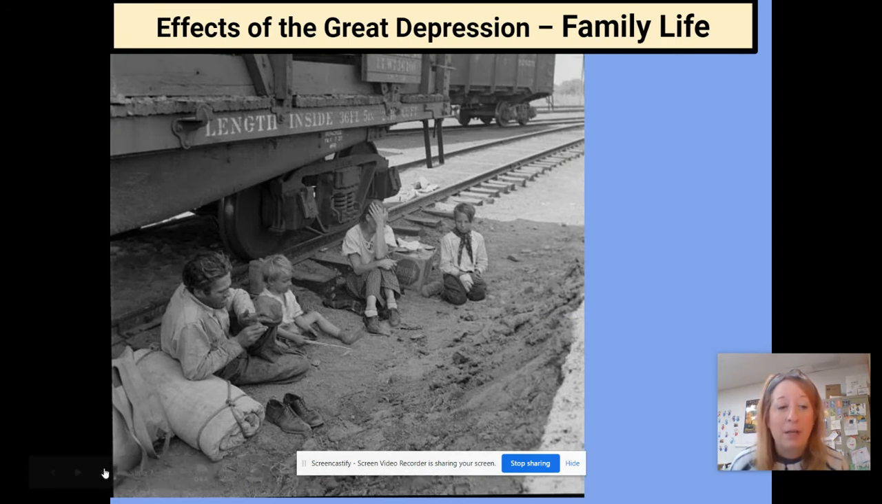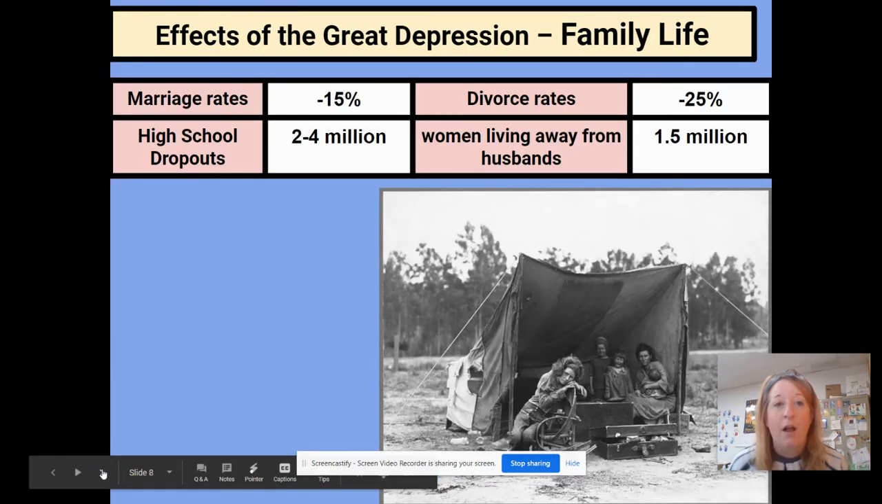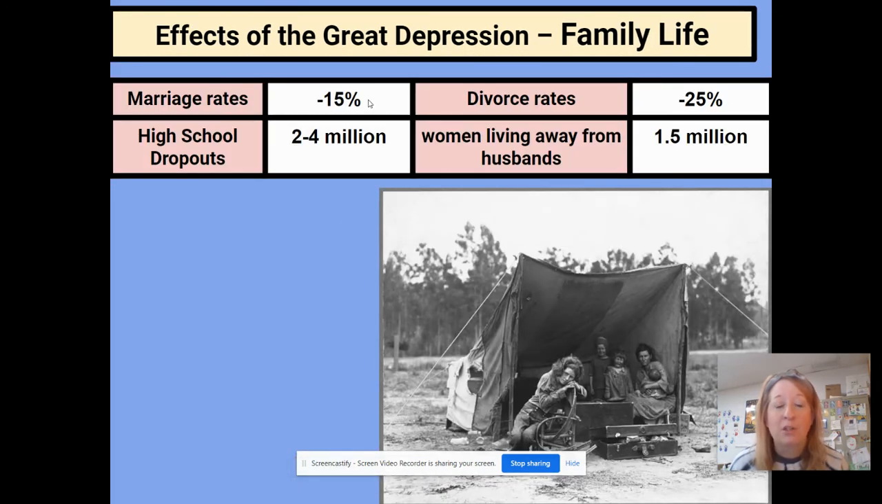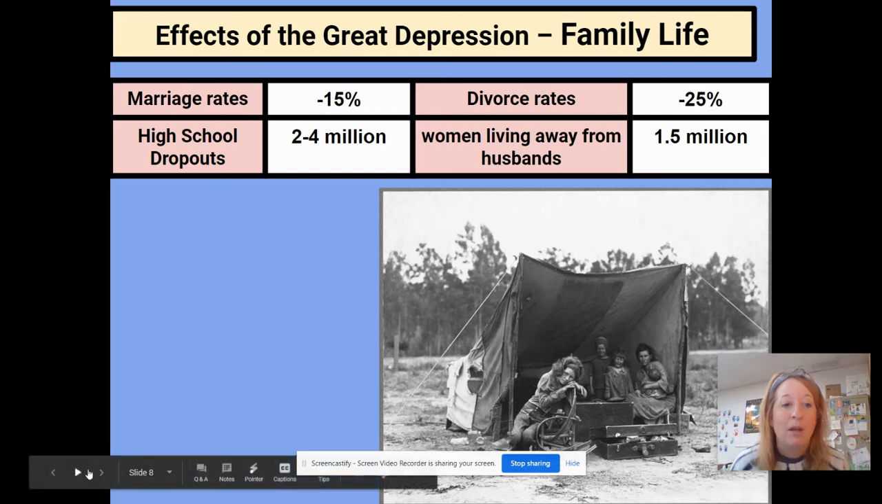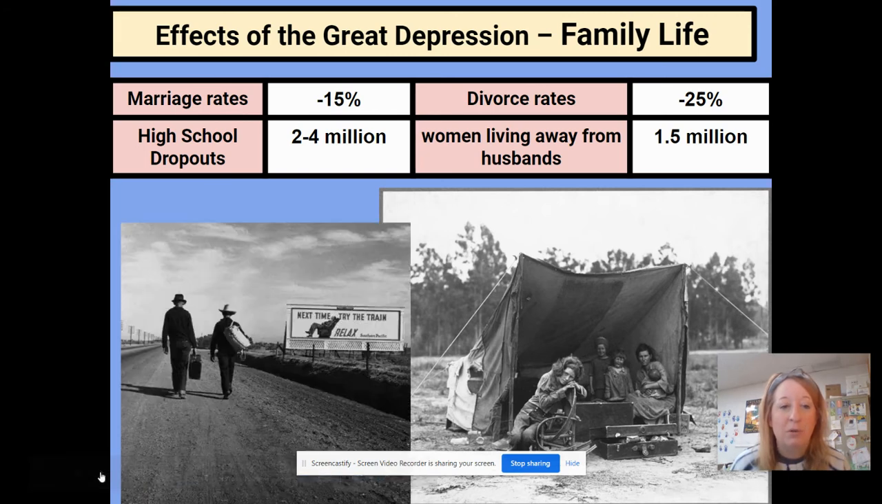Many American families dealt with a slew of issues during the Great Depression. Marriages were put on hold, so the marriage rate went down, and the divorce rate went down. Unfortunately, many teenagers had to drop out of high school to try and find jobs to help support their families, and many men had to leave their families and find jobs wherever they could. So approximately 1.5 million women did not live with their husbands during this time.